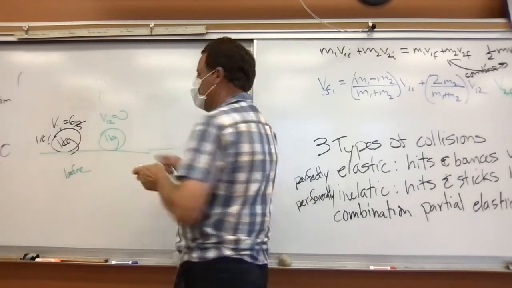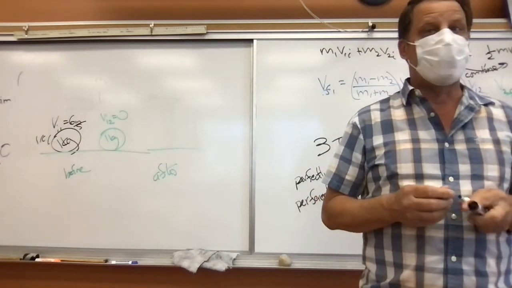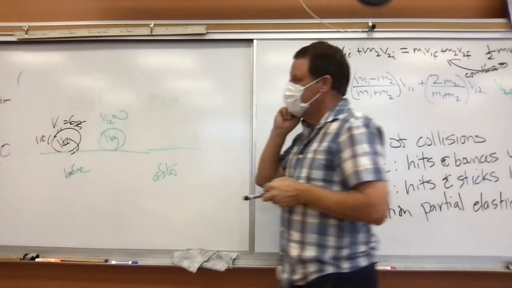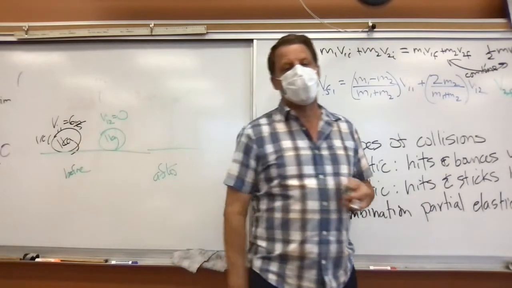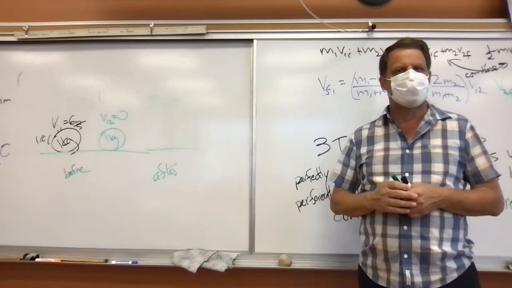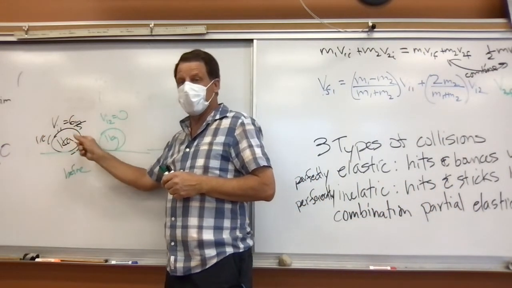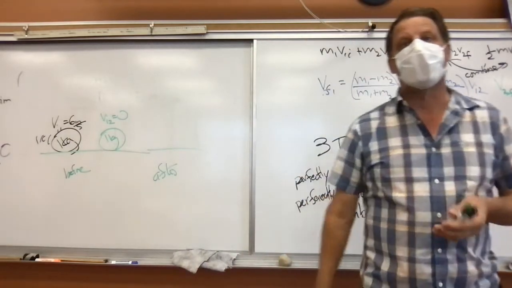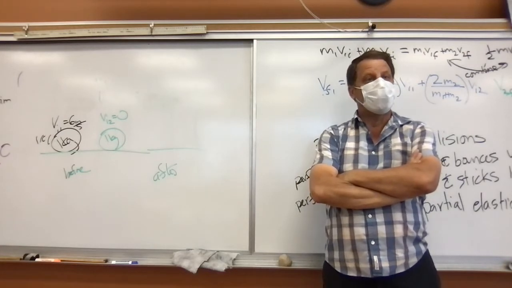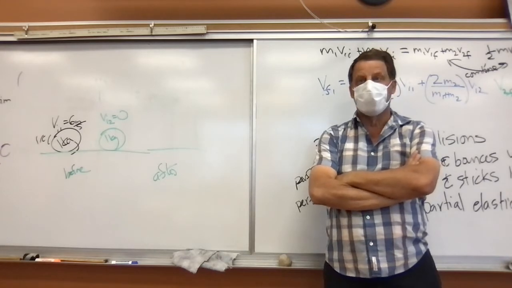So what do you suppose is going to happen when they hit and bounce? What do you think the final velocity of the black ball is going to be after it hits the green ball? The black ball is cruising along at 6 meters per second, and it's going to hit the green ball that's going at 0. What's going to happen to the velocity of the black ball after it hits? Is it going to go to 0? It is going to go to 0.